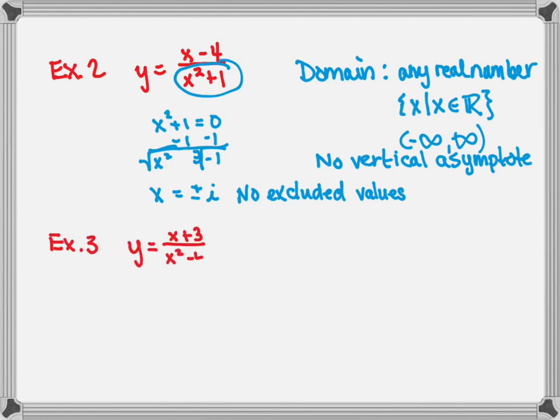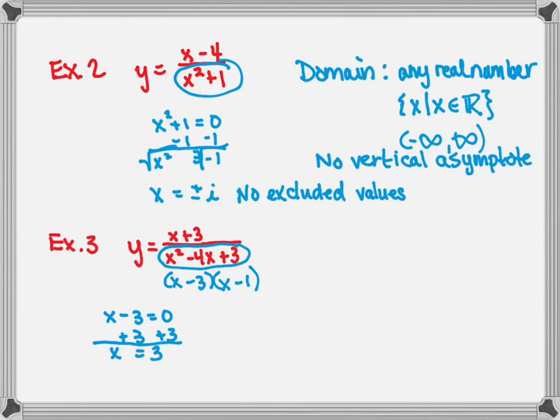Let's look at a third example. y equals x plus 3 over x squared minus 4x plus 3. Okay, so let's look at our denominator. We're going to start by factoring it. The denominator factors to x minus 3 times x minus 1. Let's set these factors equal to 0. So x minus 3 equals 0. Add 3 to both sides. x equals 3. x minus 1 equals 0. Add 1 to both sides. x equals 1. These two values, 1 and 3, are excluded from our domain.